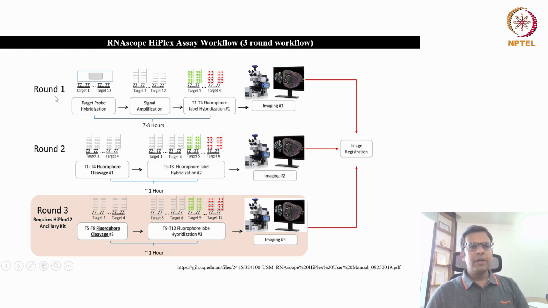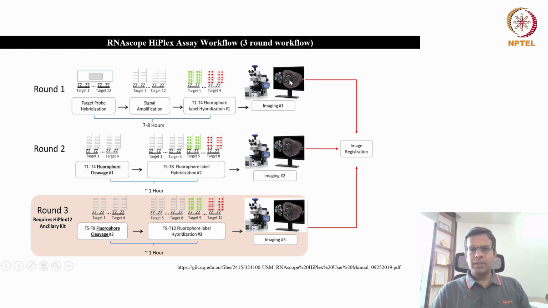In round 1, you will go for the target hybridization. So hybridization of all the 12 different genes will take place in the first step, in the first round. Your double Z probes will bind to all 12 different mRNA species in the sample. But while imaging, you will only add the fluorescent probe specific for target 1 to target 4 genes, and you will image that sample and capture the positions of those 4 genes in the tissue sample.